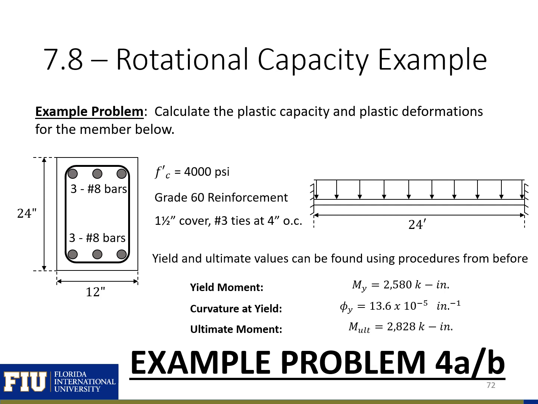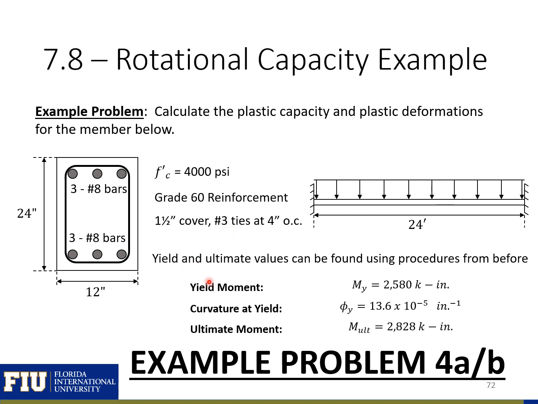In this next example problem, we're going to calculate the plastic capacity and plastic deformations for the members shown below. So we're going to conduct a plastic analysis on this section, like we did in the first module of the course. Our section is a 12-inch wide by 24-inch high, doubly reinforced section with equal compression and tension reinforcement. We have 4 ksi concrete, 60 ksi yield strength steel, grade 60 steel, and we're given our cover, our tie area, and also the spacing of our ties.